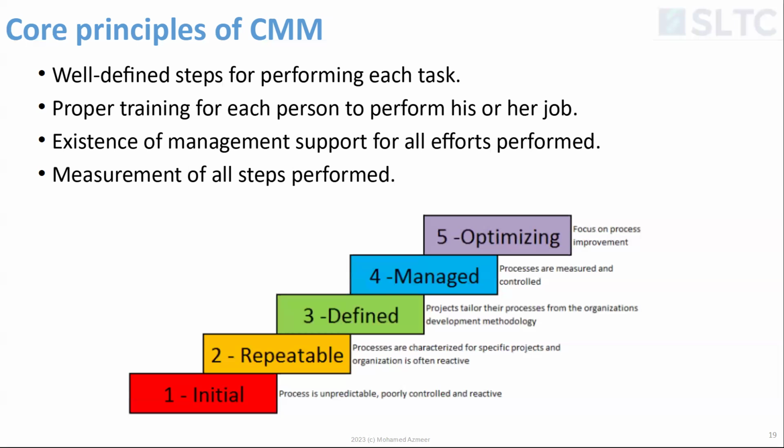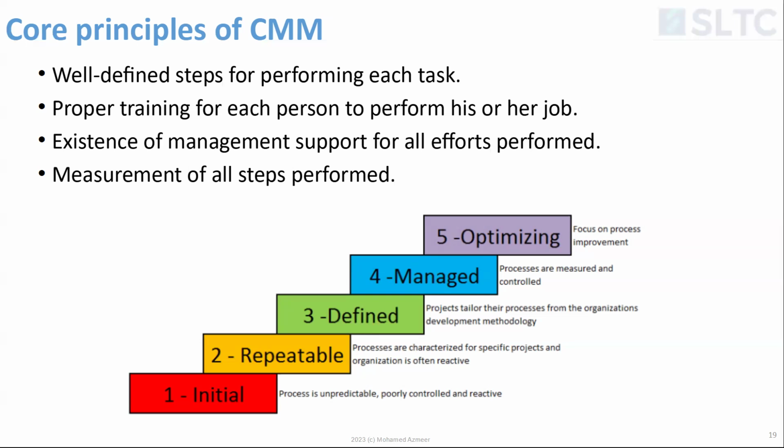So most of the initial companies and teams are at level 1, the initial level. And when they have some standard, they come to level 2, which is repeatable. So you can see some processes are characterized for specific projects and the organization is often reactive. Only some things are there, but it is still reactive. So you wait for something to happen, then you act on it, right?